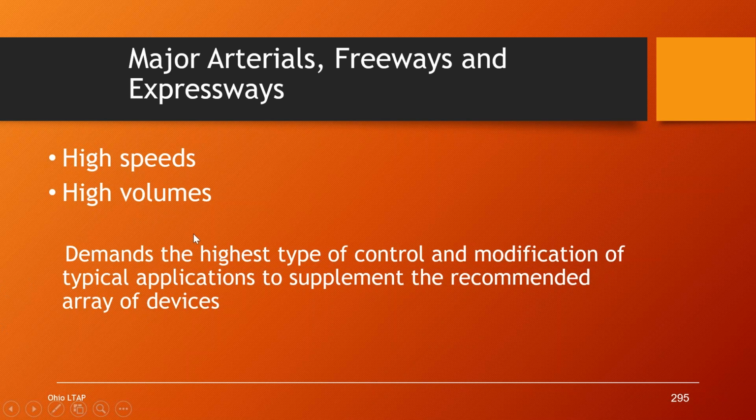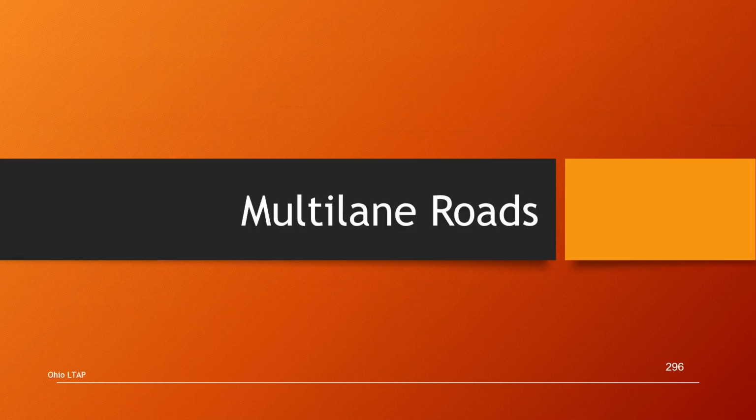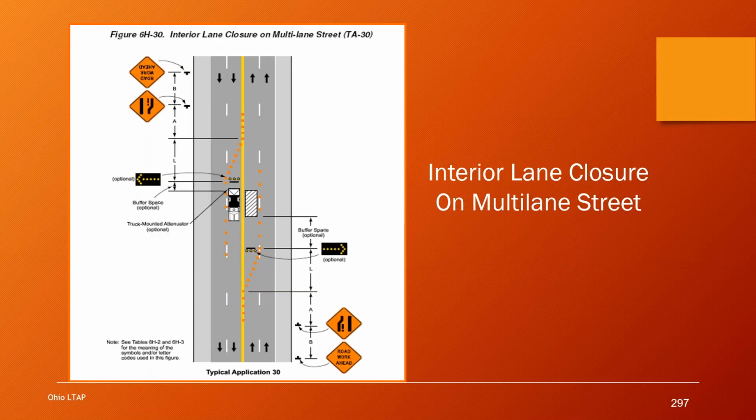Some of the things that we know about these types of roads is that we're dealing with high speeds and high volumes of traffic, and they demand the highest type of control and modification of typical applications to supplement the recommended array of different temporary traffic control devices. So a little bit about our multi-lane roads.